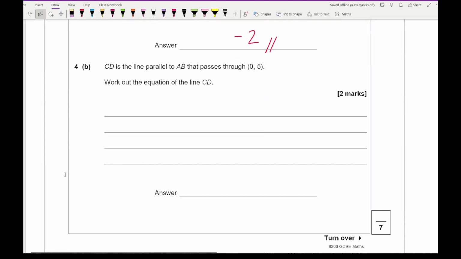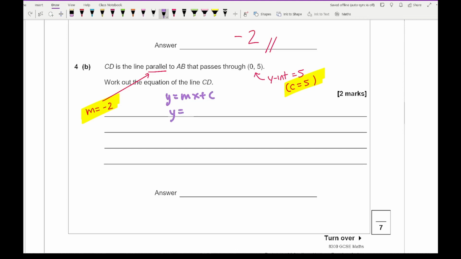Then moving on to question 4b, it says CD is a line parallel to AB and passes through (0, 5). Work out the equation of the line. Now there's two things you can do here. Because they've given you (0, 5), that means the y-intercept is 5, which means that c equals 5. For it to be parallel, the gradient needs to be the same, so m equals minus 2. Using m equals minus 2 and c equals 5, I can use y equals mx plus c, substitute those numbers in, and I get y equals minus 2x plus 5.